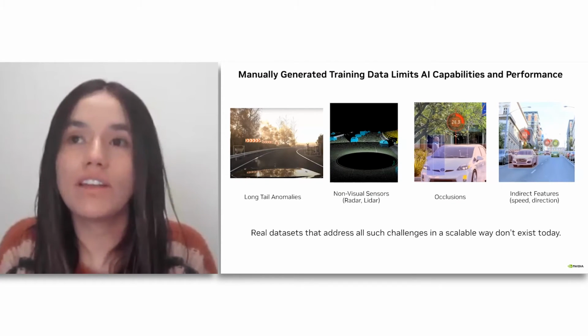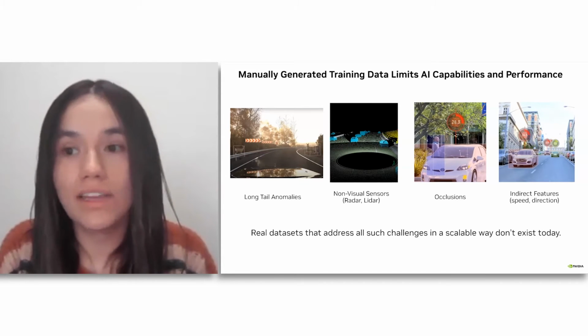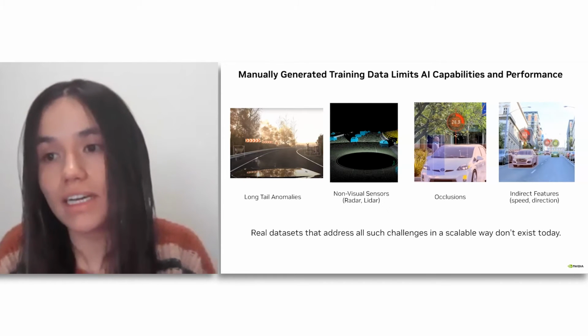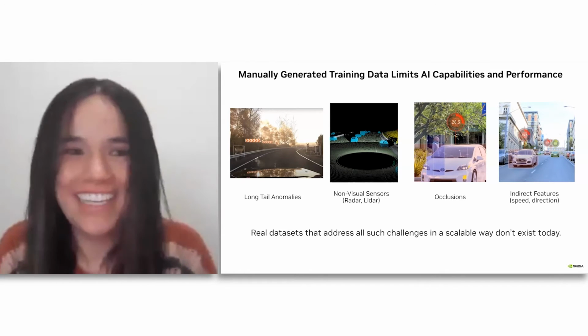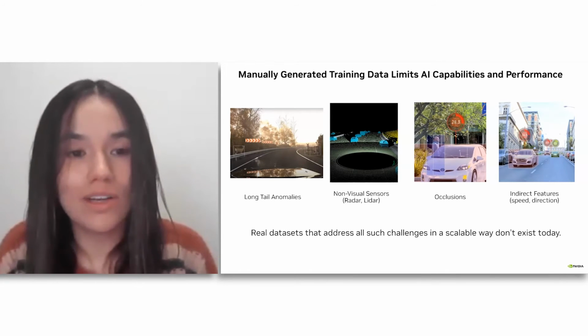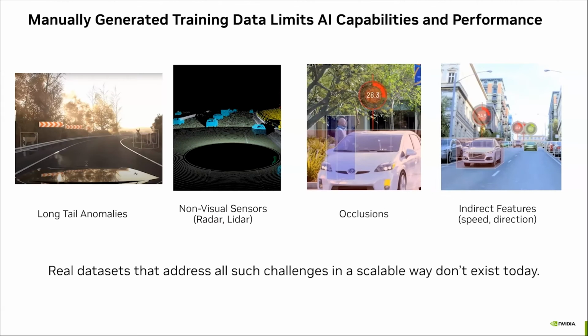So you might have a car that's driving on the road, collecting data for you, and you might have terabytes of data, but you don't have car crashes, hopefully, or you don't have a deer in the road at dawn with glare. And these are the things that we need to, for instance, generate. Then non-visual sensors: as I mentioned, lidar is very hard to label by hand, and you have the same problems for radar and other kinds of sensors.